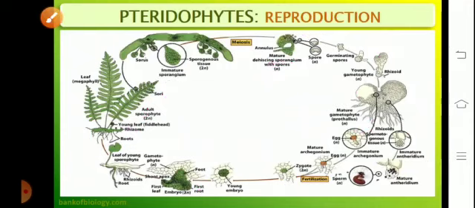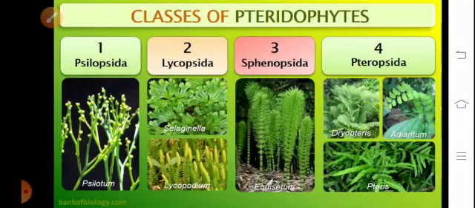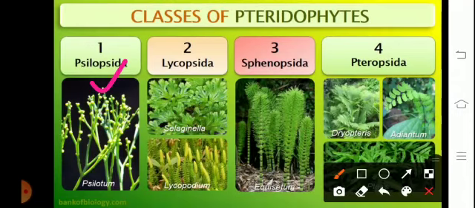In this module, we carried out a detailed discussion on the pteridophytes. The different classes of the pteridophytes are basically Psilopsida, Lycopsida, Sphenopsida, and Pteropsida. The example for Psilopsida is Psilotum. In case of Lycopsida, it is Selaginella and Lycopodium. Sphenopsida, Equisetum. Pteropsida includes Dryopteris as one example.